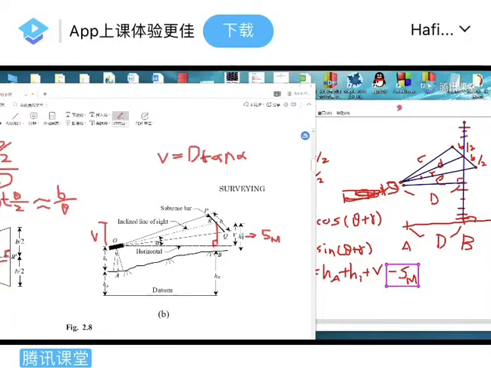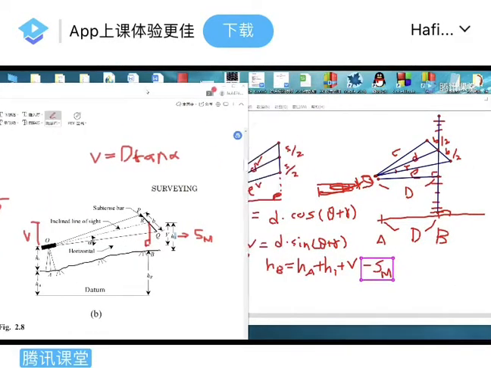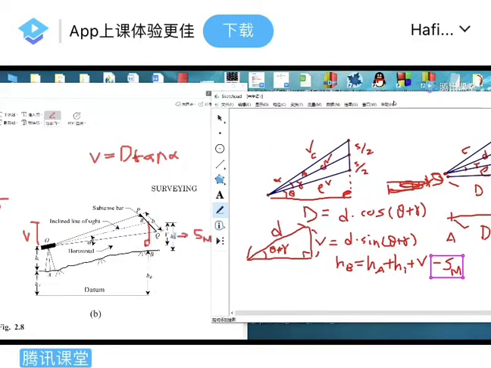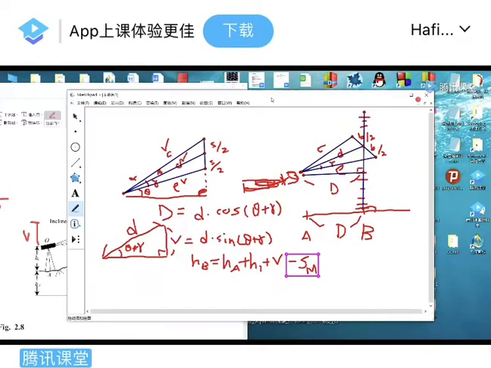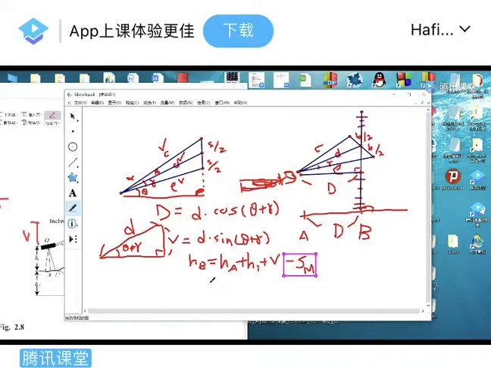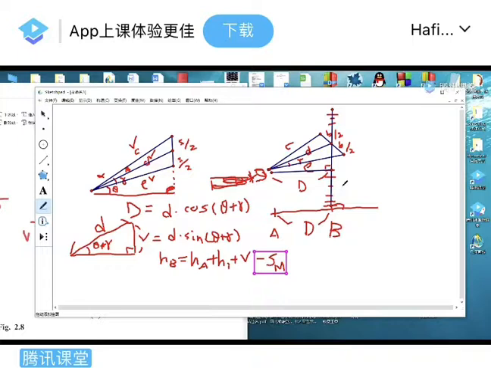All right. So what does it mean? What is V? V will be the same as the previous one. It's D times cosine this one. So V will be the same. And the others are the same. So what I mean is HB is the same. So this formula works for this one as well. So these two formulas work for both of them.